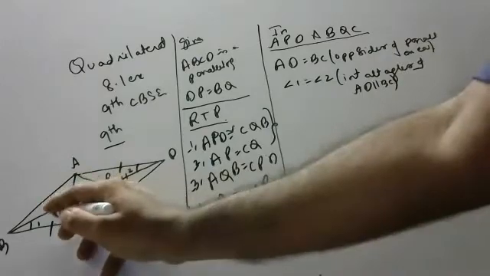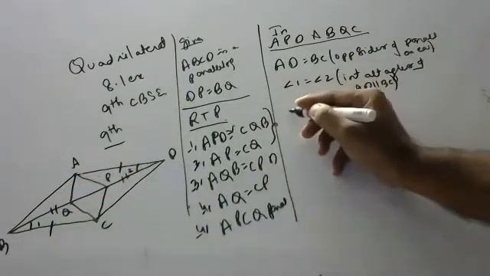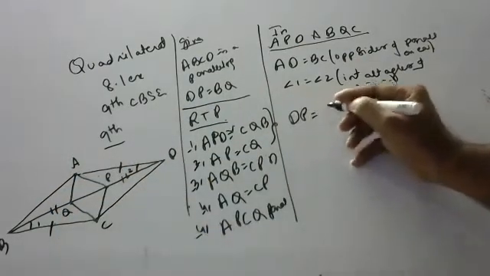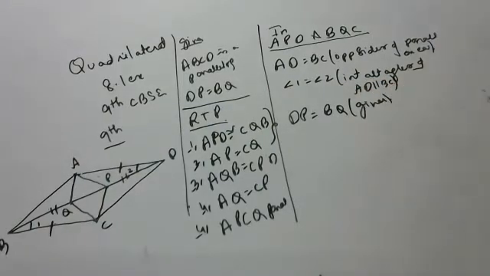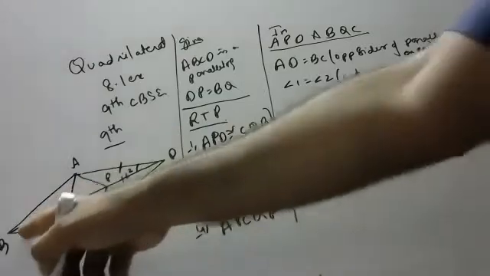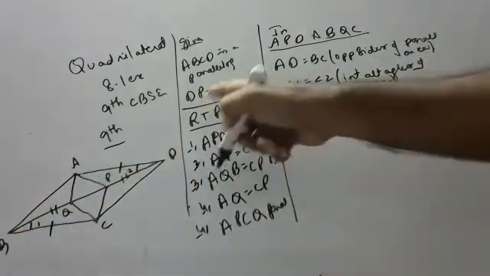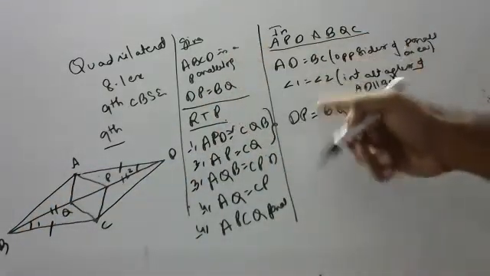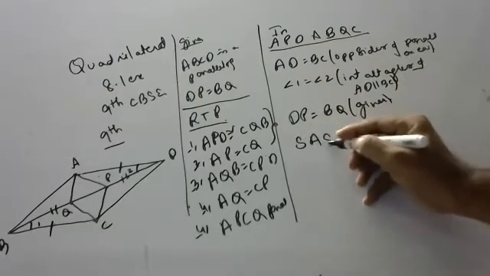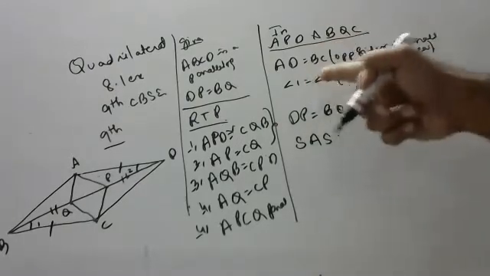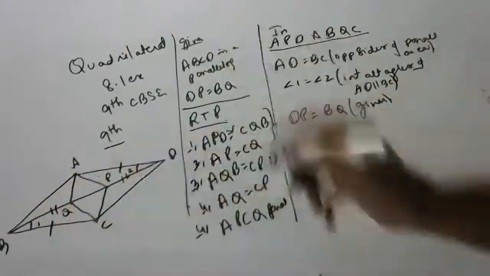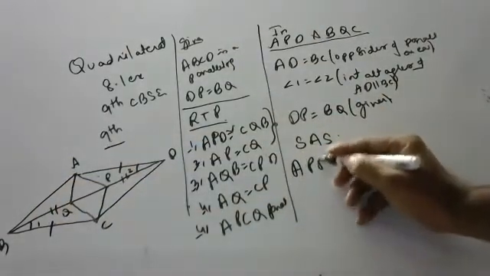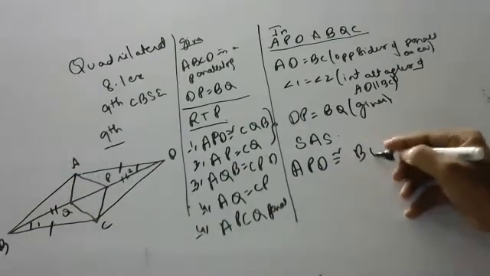And last one, BQ is equal to DP. Why, children? Diagonals bisect each other? No, they gave that. DP is equal to BQ, they have given that. So by congruency, side angle side, what is congruent, children? Triangle APD is congruent to triangle BQC.